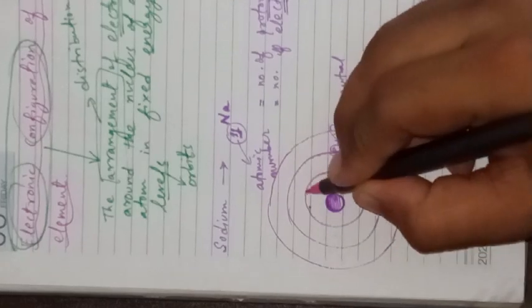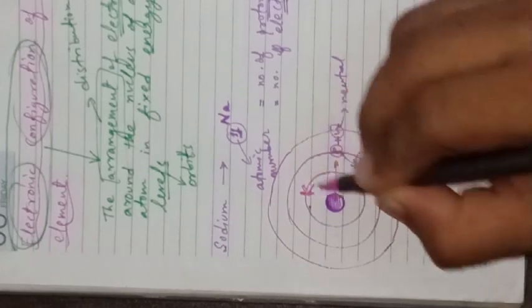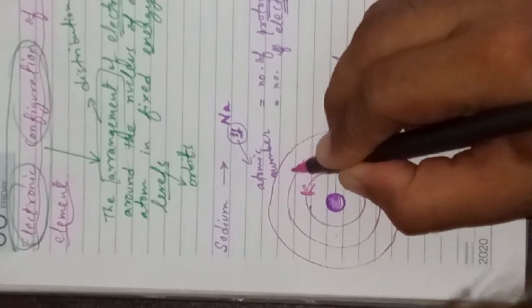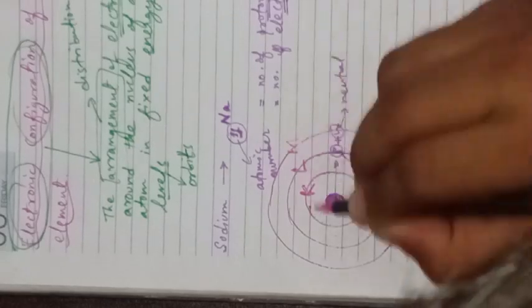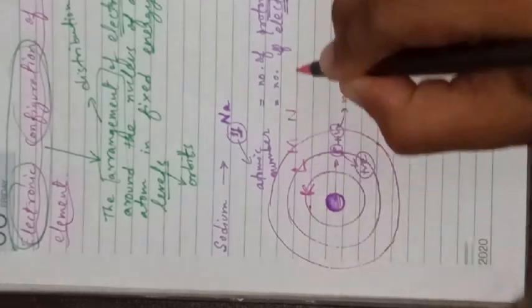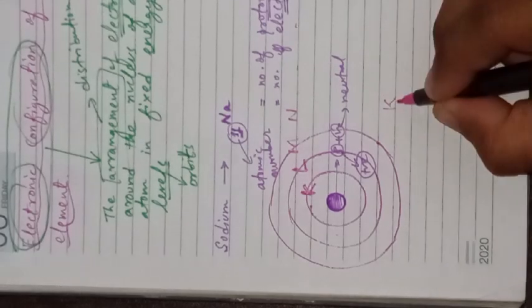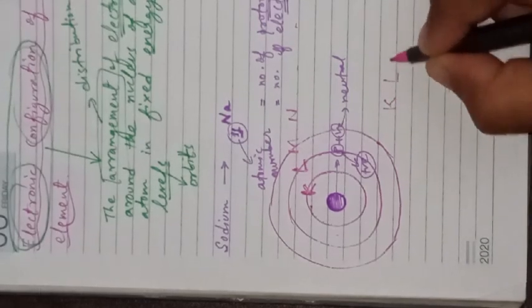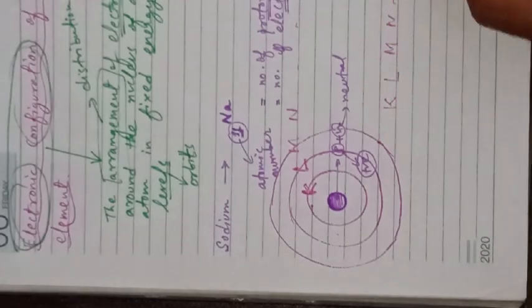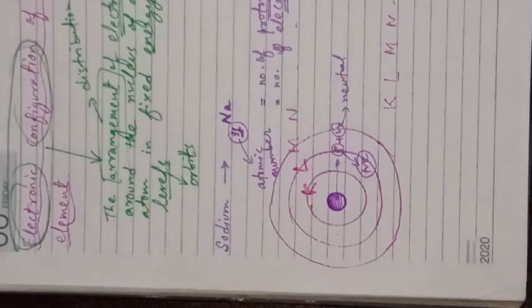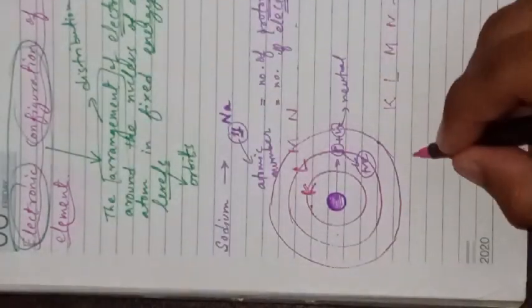Okay, so the first orbit is named as the K shell. Then the second one is named as the L shell, M shell, N shell, and so on. So according to Niels Bohr, the first orbit is K, the second is L, the third is M, and so on and so forth. Okay.